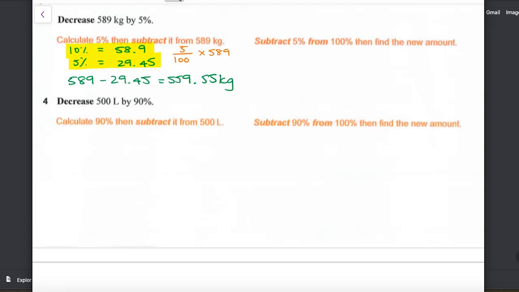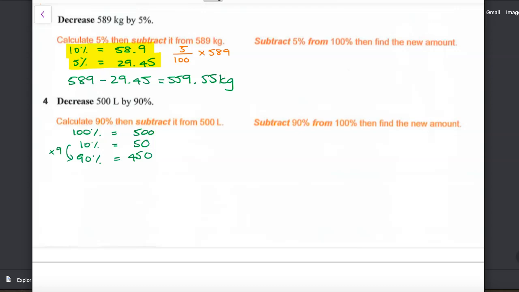So let's have a look at it in our fourth example. Decrease 500 litres by 90%. So this is where we're going to find 90% and then subtract it. Well, I know 100% is 500 litres. So 90% is just going to have that removing the 10%. So I'm going to find 10%. That's going to be 50 litres. So 90% is going to be 9 lots of that. So that's going to be 450 litres.